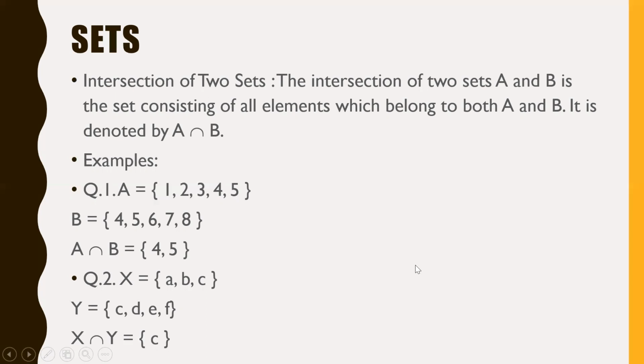Now follow question number 2. X is equal to A, B and C. And Y is equal to C, D, E, F. Now here, which letter is common? So here you can see C is common in X and Y. So X intersection Y is equal to C.